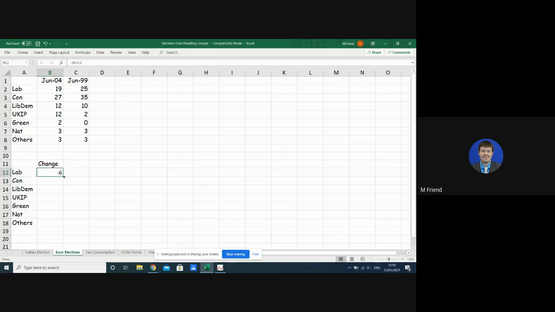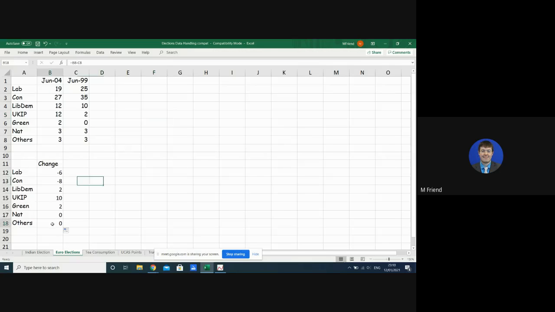I actually said that the wrong way around. I read the graphs the wrong way around. Sorry. So from 1999 to 2004, Labour went down, didn't they? They went from 25 down to 19, just like the Conservatives went from 35 down to 27. Anyway, this represents the change from 1999 to 2004.